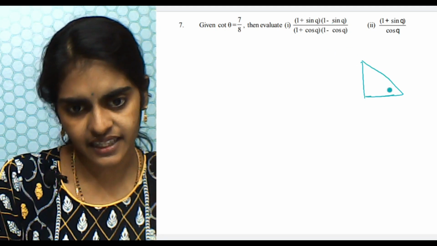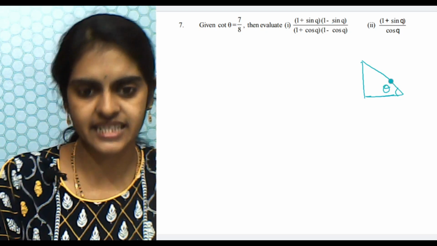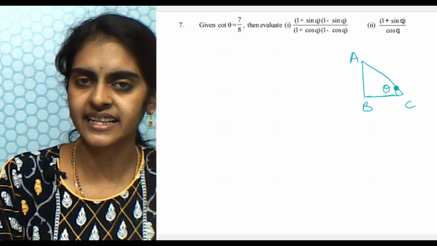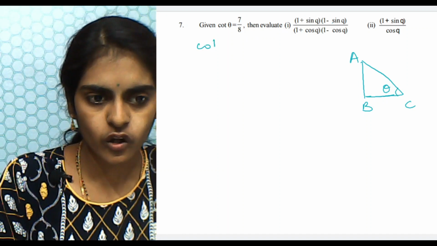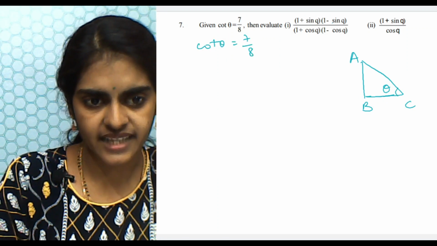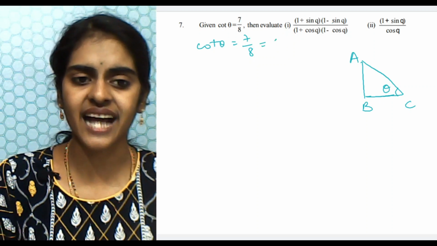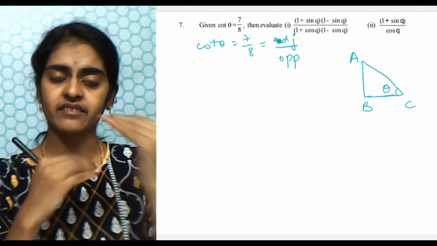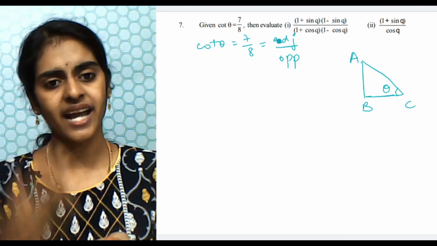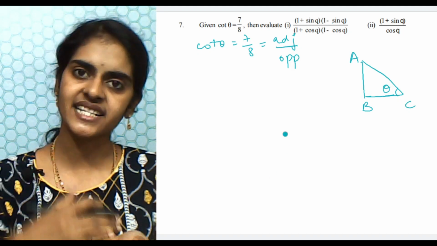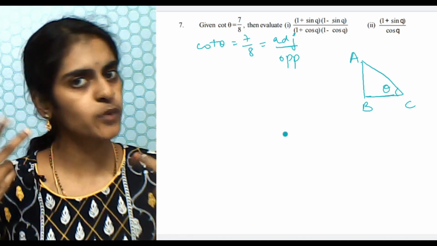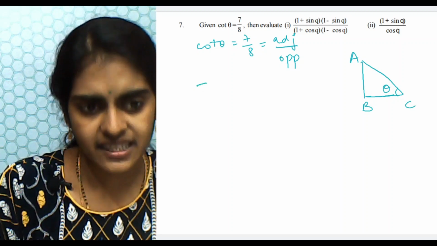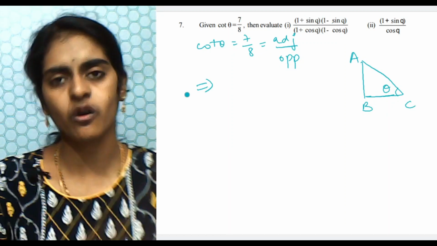So this is the triangle. Suppose this is angle theta. So this is triangle ABC, for example. This is angle theta. Now you know cot theta is 7 upon 8, but you know that cot is nothing but adjacent by opposite. Tan is the reverse of cot. Tan is opposite by adjacent, so cot will be adjacent by opposite, isn't it? It is the reciprocal of tan. So we have solved the earlier problems also of this concept.